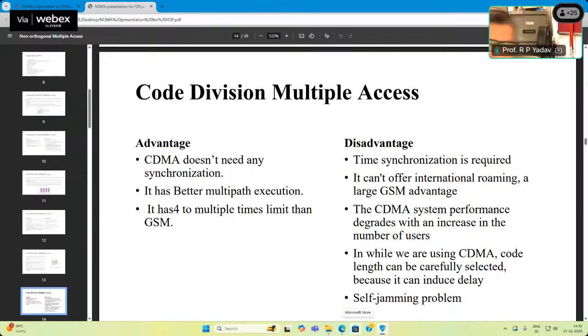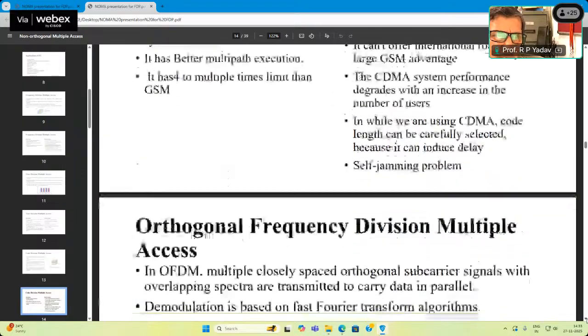And while we are using CDMA, code length has to be carefully selected because it can induce delays also. Like obviously the processing, as I said, the kind of codes that are secure enough are obviously large code lengths, so it can also delay the processing, and then it does suffer from the self jamming problem.